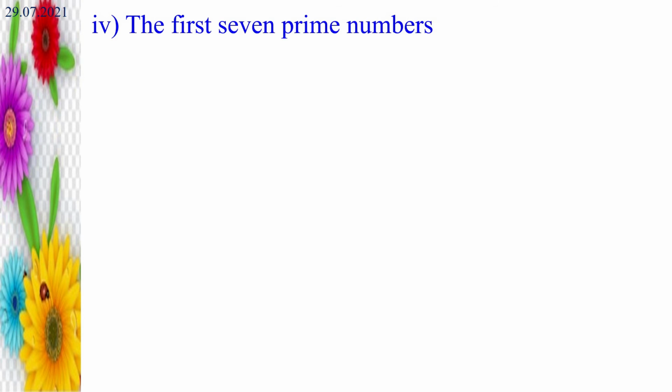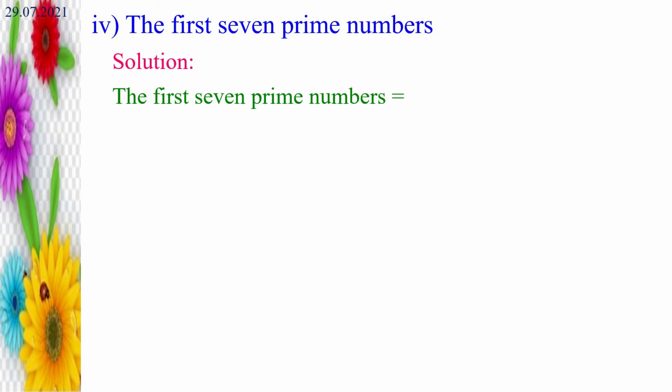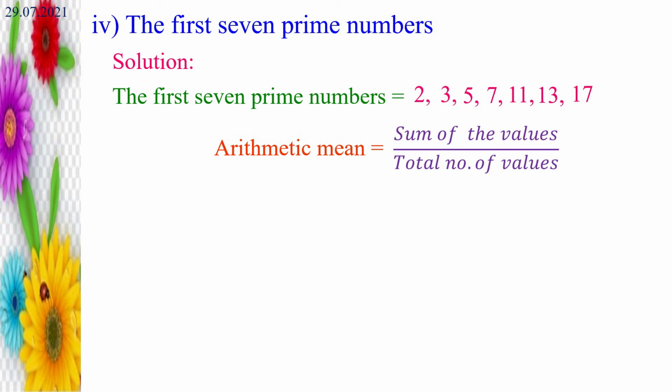Fourth sum, the first 7 prime numbers. Let us move to the solution. The first 7 prime numbers are 2, 3, 5, 7, 11, 13 and 17. We have to find the arithmetic mean for the given prime numbers. Arithmetic mean is equal to the sum of the values divided by the total number of values.